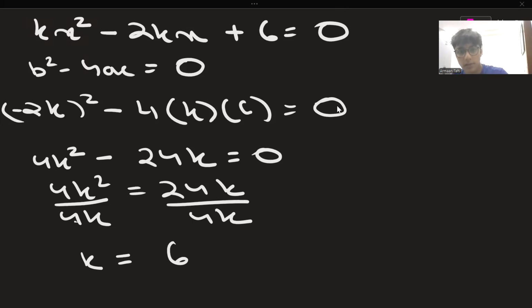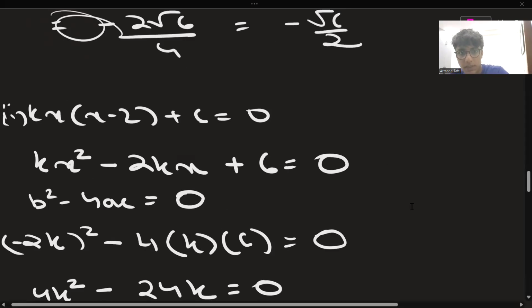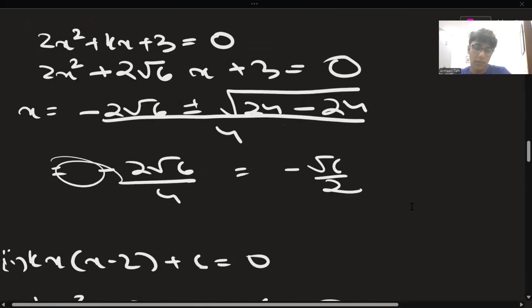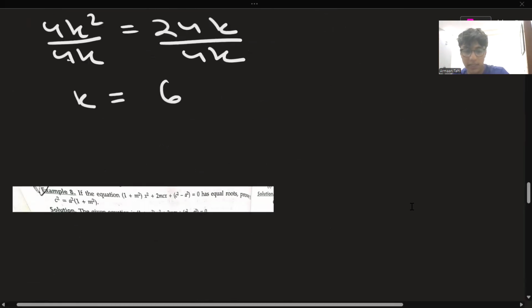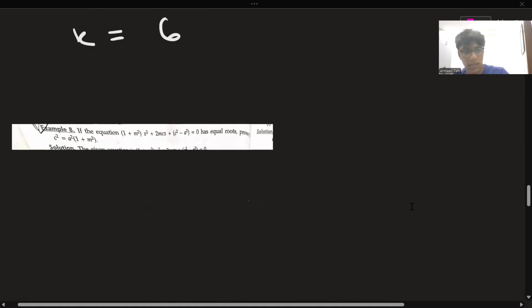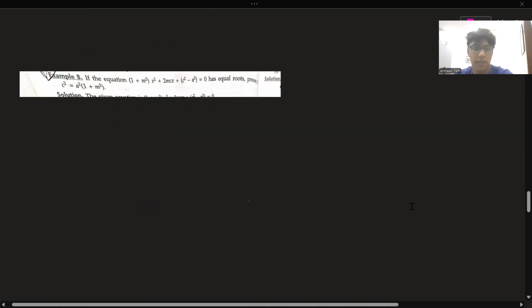Now again we could plug k equals 6 into the equation and prove that it has equal roots, but I'm pretty sure by now you're confident that this will be true, so I won't get into that right now. Let's move on to the next question. This is a very interesting question, and let's get into it.